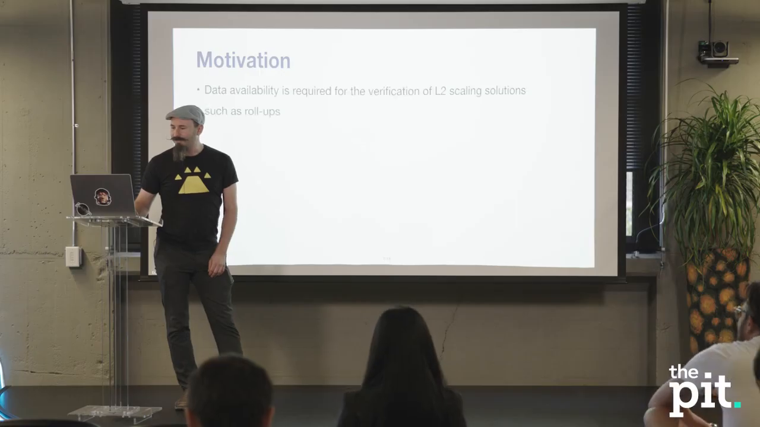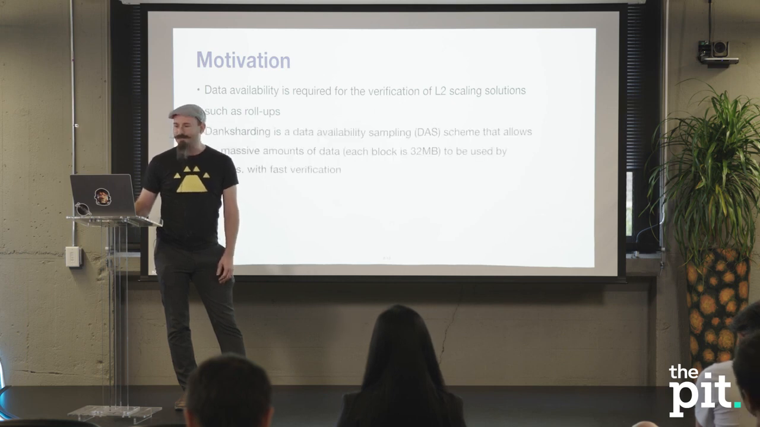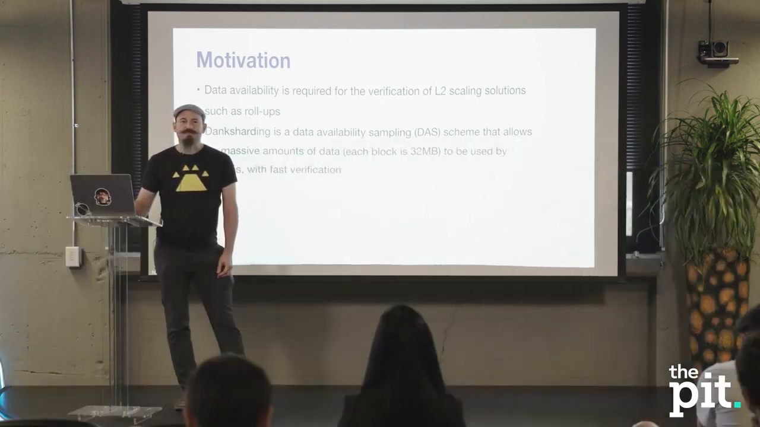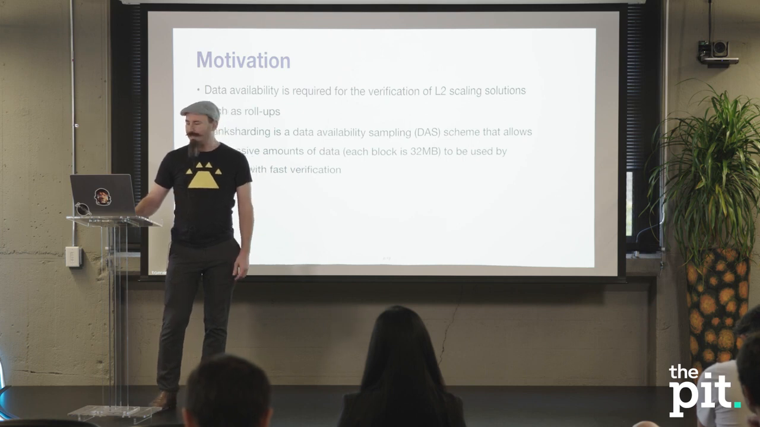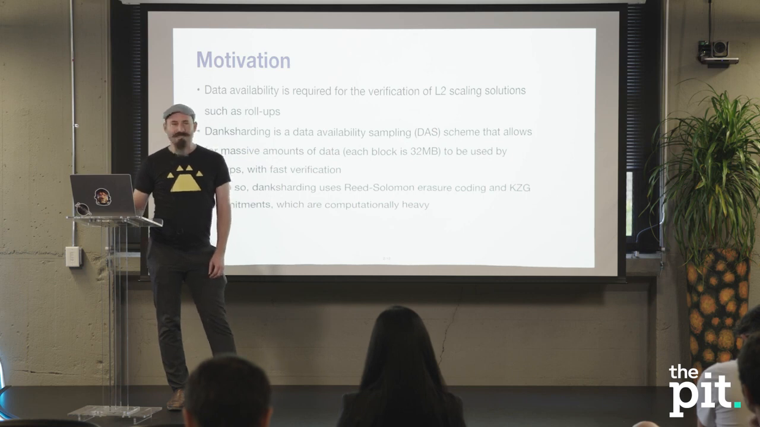Talk to you about fast Danksharding. So just a quick motivation. We're talking about data availability, which is required for L2 scaling solutions such as rollups. And Danksharding is a data availability sampling scheme, which is part of the solution. It allows for a lot of data, blocks of 32 megabytes, to be used by rollups with fast verification. To do that, it uses Reed-Solomon erasure codes and KZG commitments, and those are computationally heavy.